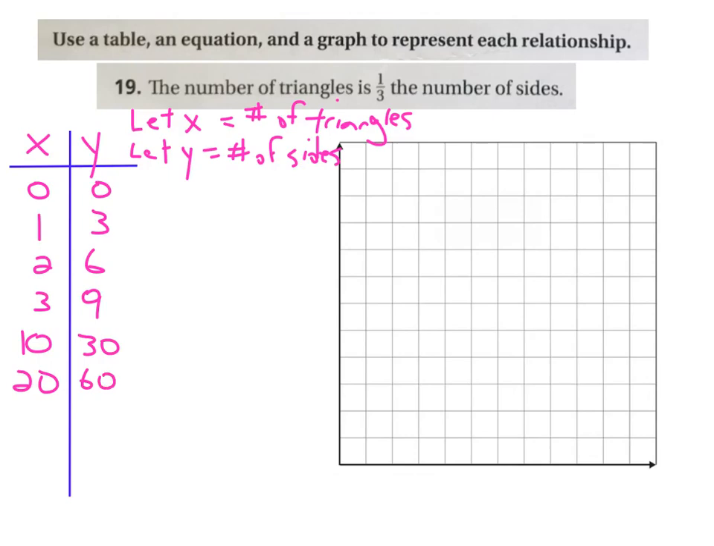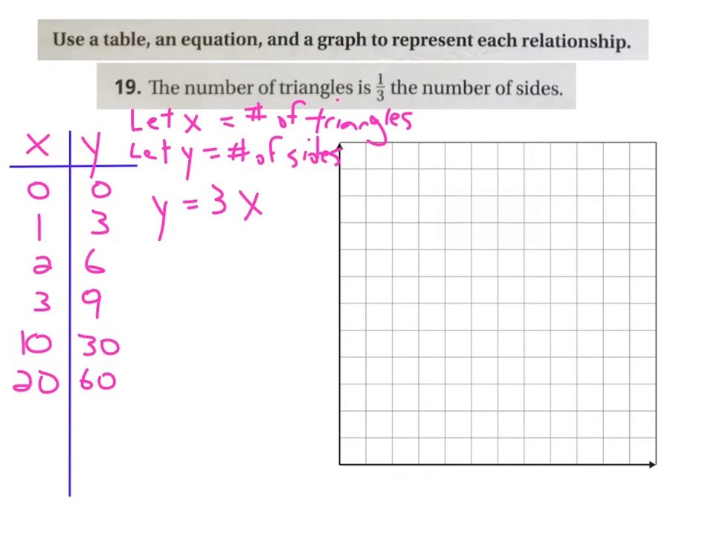Okay? Now, how do we mark this off? Well, first let's write an equation. We can say y, the number of sides, is going to be equal to the number of triangles, x. What do we do with the number of triangles to find the number of sides? Well, what do we do with this number to get this number? Same thing every time. Multiply by 3. So we say this.